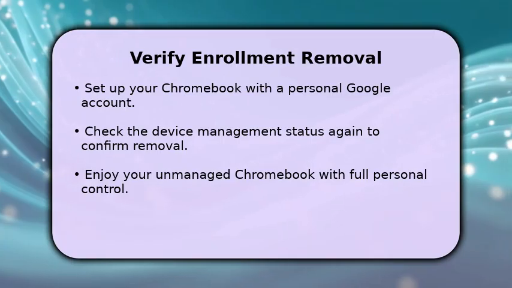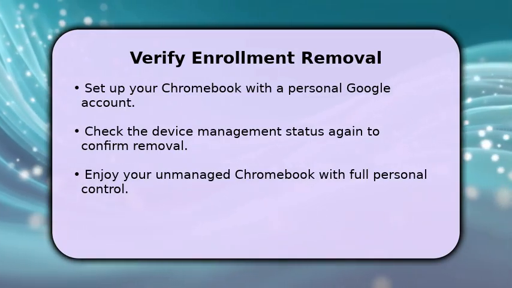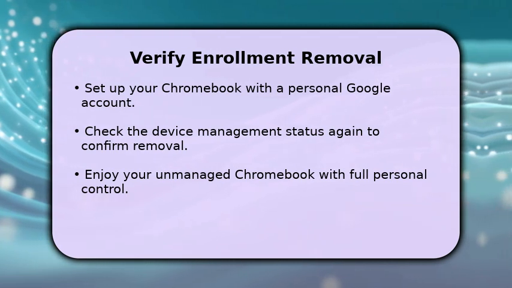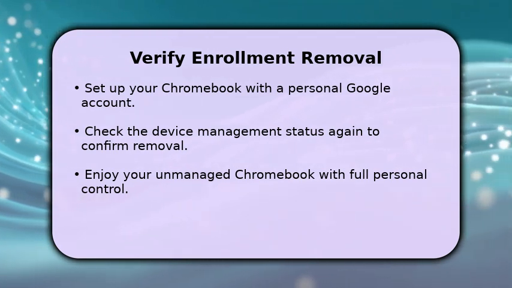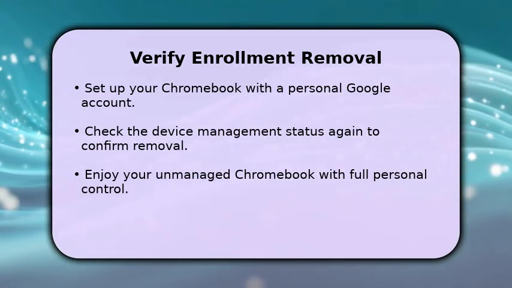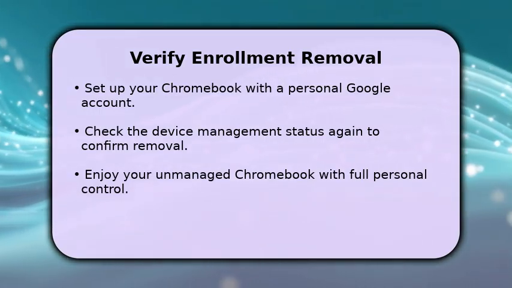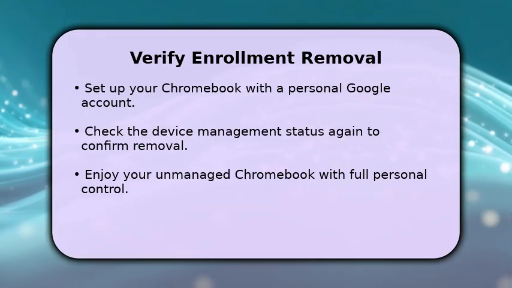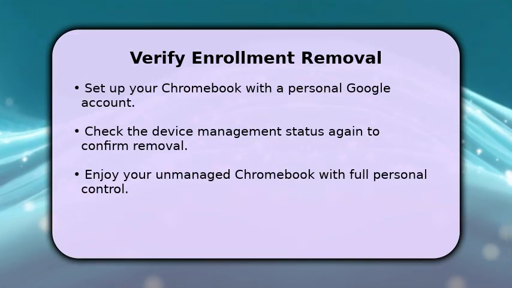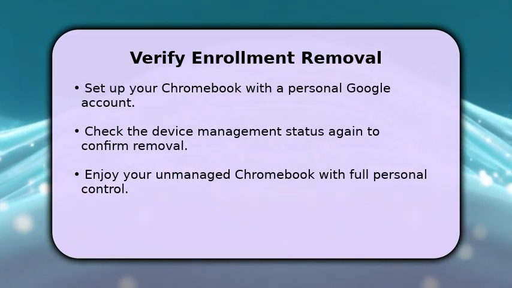After successfully reinstalling Chrome OS, the final steps involve setting up your Chromebook. Make sure to use a personal Google account, not an organizational one, during this setup. Once configured, navigate back to the device management status in your settings to confirm that the enrollment has been completely removed. You can then enjoy your unmanaged Chromebook with full personal control and freedom.